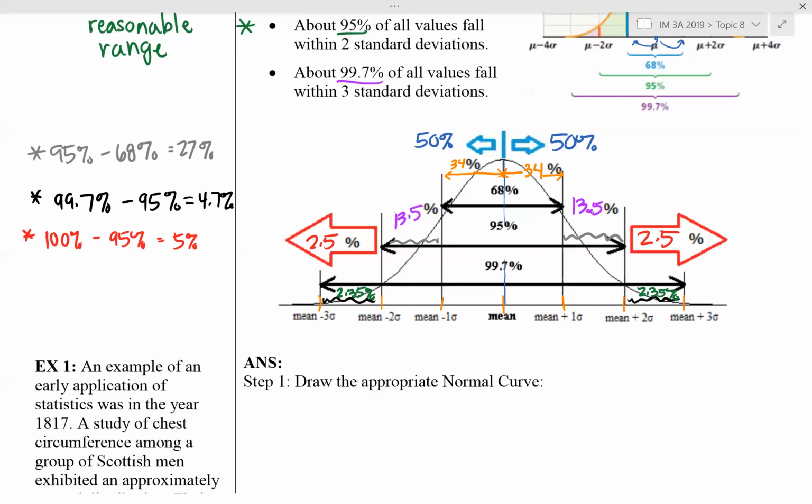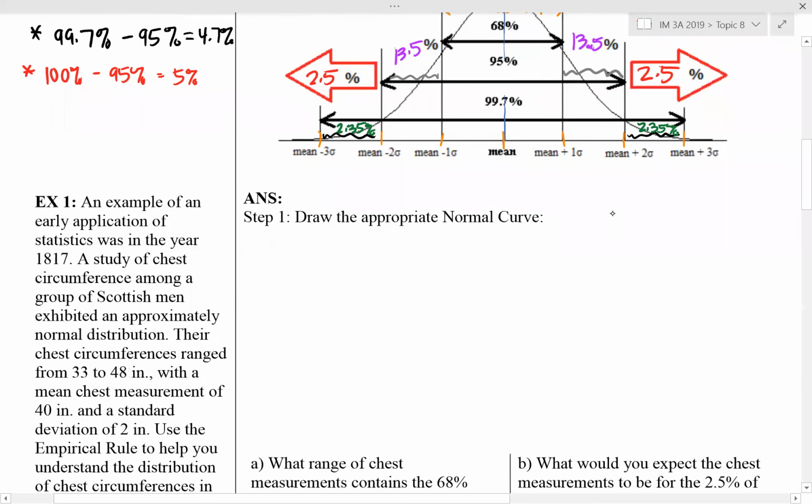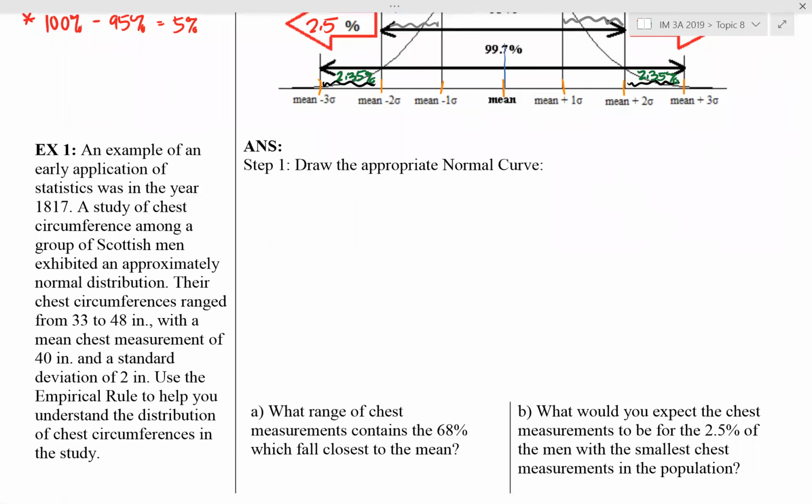So this will be one of the first things that you start to work with. Within these problems, what will be given to us is simply the mean and the standard deviation, and we'll ask questions about what's within the data. When I'm given a problem about a normal curve, my first step is always to draw the normal curve so that I can see what these values are.